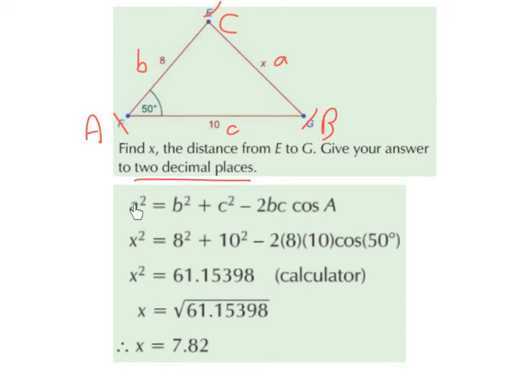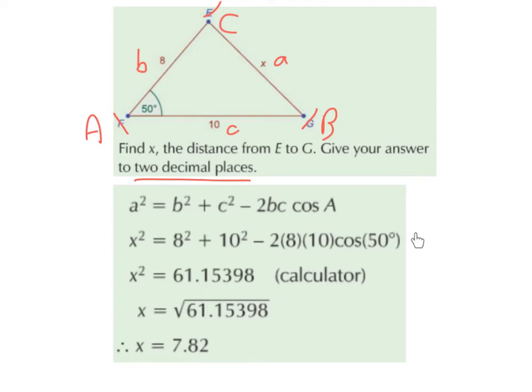So I swap a for x, so I've got x squared on the left of my equal sign, equals, I swap b for 8, so 8 squared, plus I swap c for 10, so I've got 10 squared, minus 2 times b, which is 8, so 2 times 8, times c, which is 10, so make sure you've got brackets around all of these, and then I've got cos of A, which is 50 degrees. Make sure that you close the bracket on your calculator when you put in the 50 degrees.